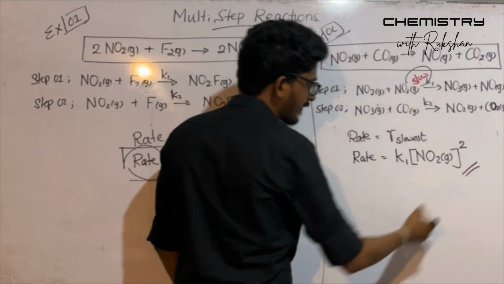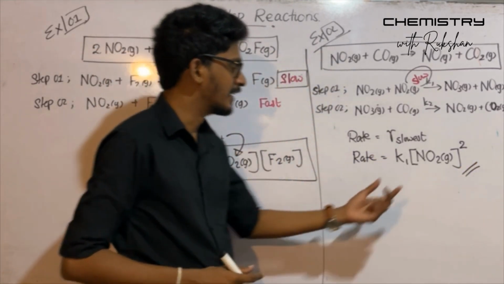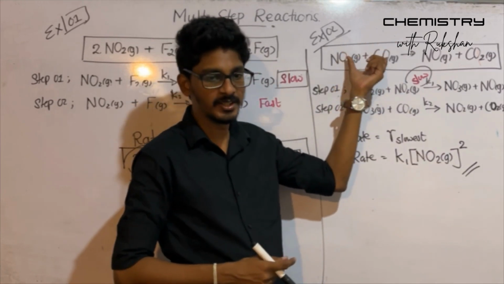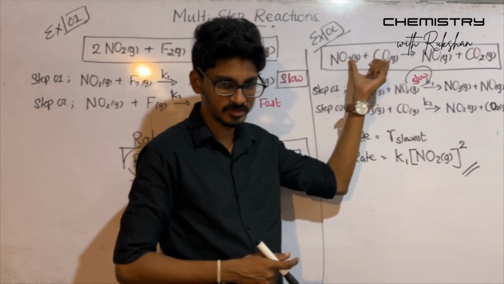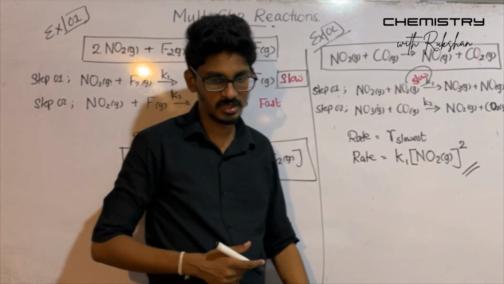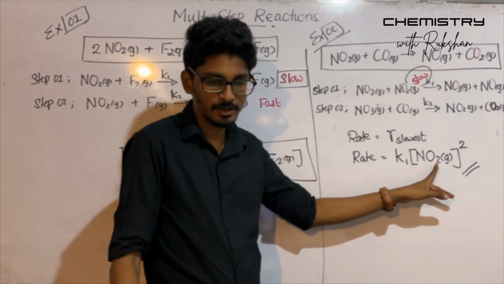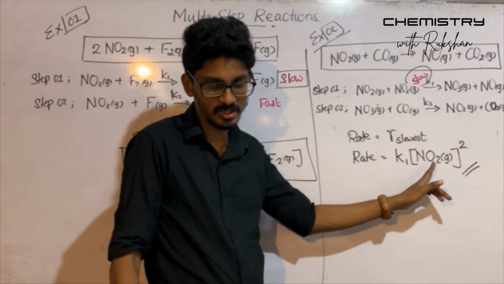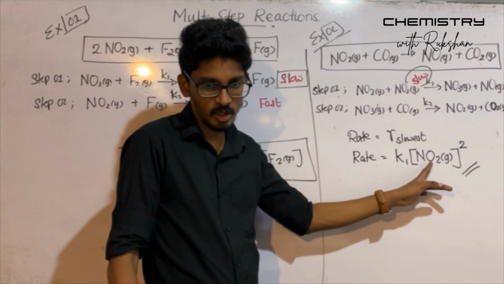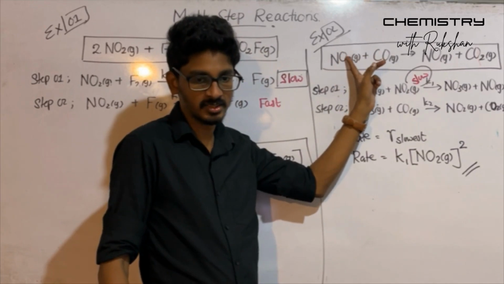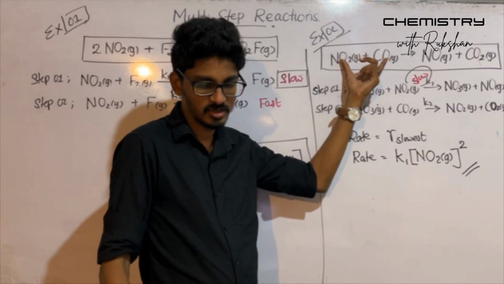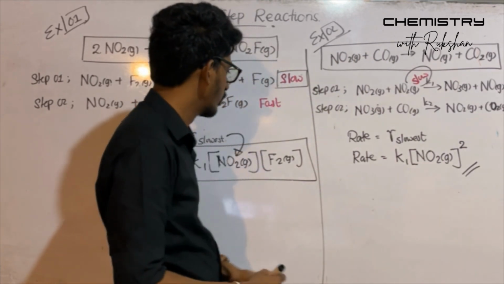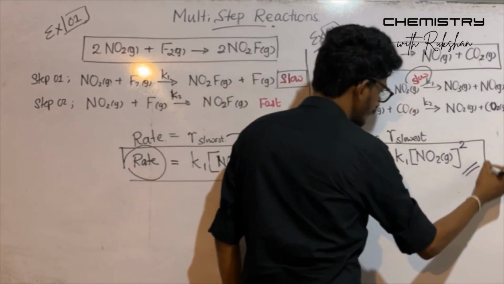Then you have to check whether the concentration terms appearing here belong to reactants of the overall reaction. You have to check that. Yes, NO2 is the only species appearing as a concentration term. So NO2 is actually a reactant of the overall reaction. So it is okay. So this is your rate law for the overall reaction.